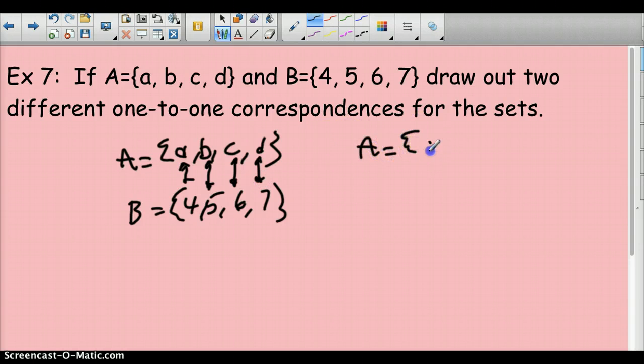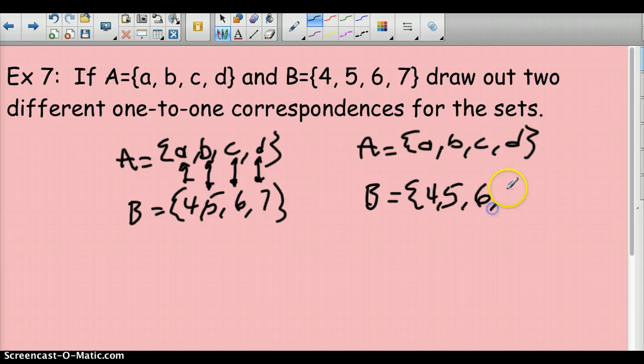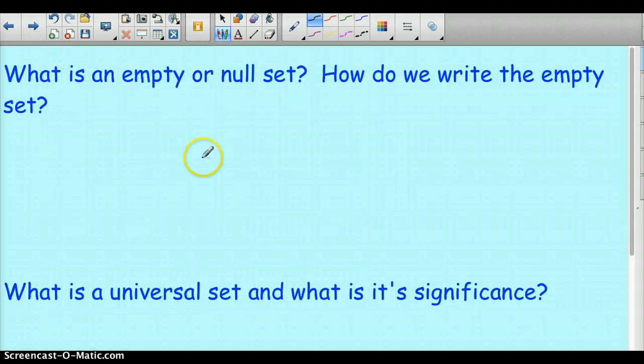But it doesn't have to be that way. Let's say we had the same sets, right? And we do a different one-to-one correspondence in this case. One sec, let me set it up. 5, 6, and 7. So let's say that A matches to 5, and B matches to 4, and C matches to 7, and D matches to 6. Notice they're still the same number of elements and they still match, but it's a different matching, so it's a different one-to-one correspondence. Two final things to talk about.